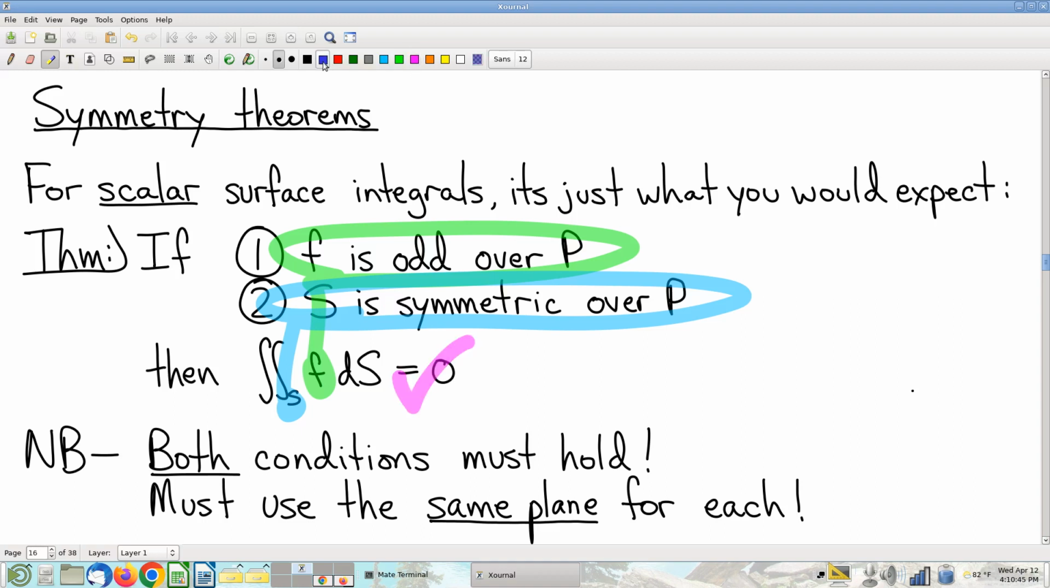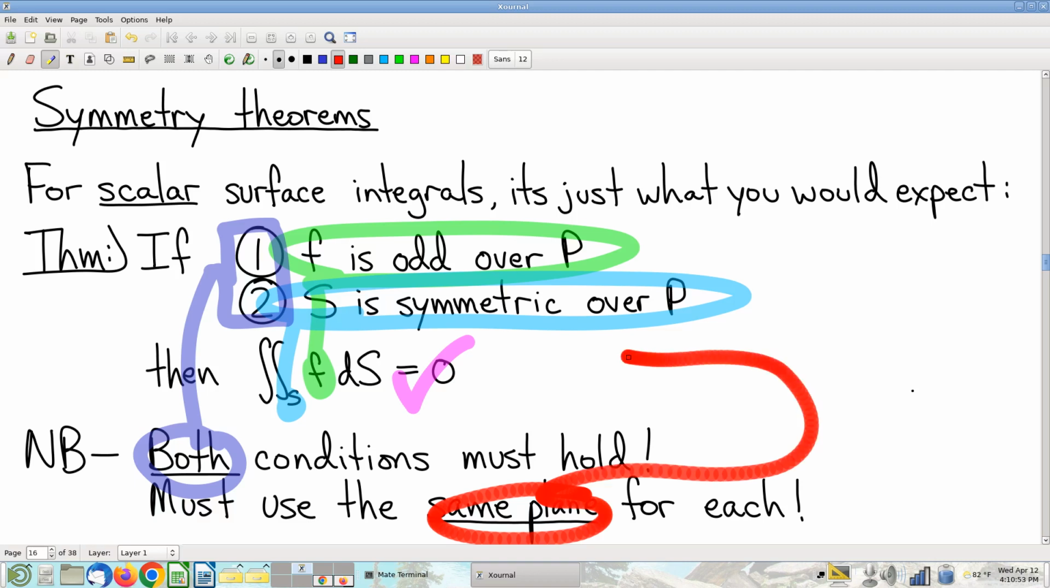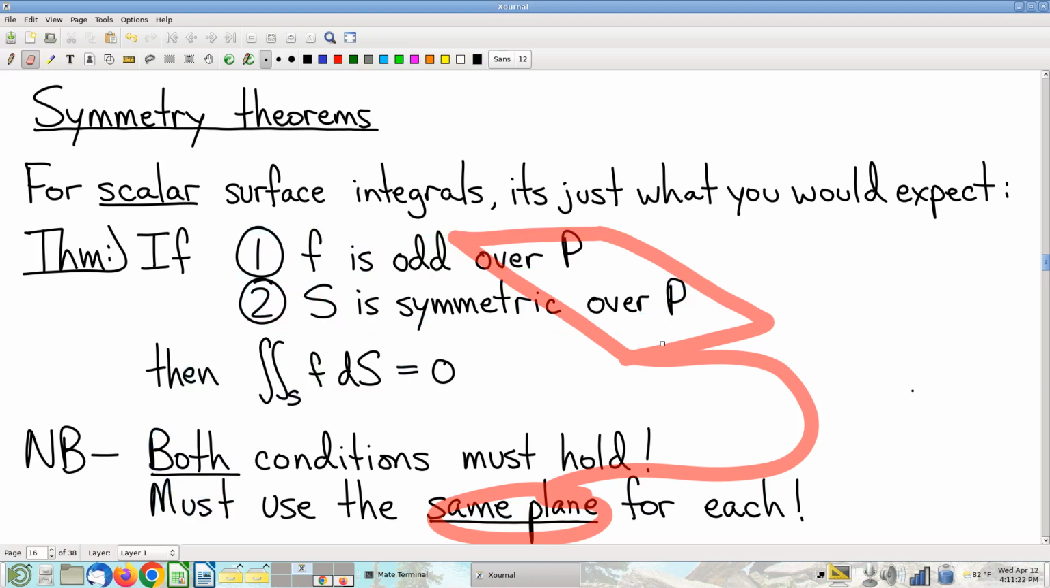And now a reminder, a word of warning: you do have to have both conditions satisfied, and you also have to make sure that you are using the same plane for both of those conditions. But that said, with the conditions satisfied, the integral is 0. You don't have to parameterize or take any antiderivatives or find any bounds. It's just boom. Awesome. Everybody okay with that? Seem kind of believable? That's good news.